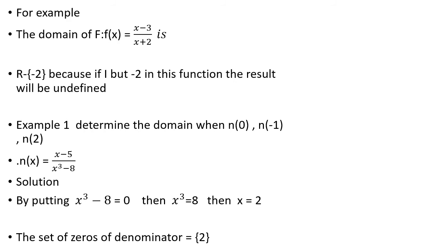Another example: n of x depends on x minus 5 over x to the power 3 minus 8. By making the denominator equal to 0, x power 3 minus 8 equals 0. So our x will be 2. So the set of zeros of the denominator will be 2. So the domain will be R except 2.